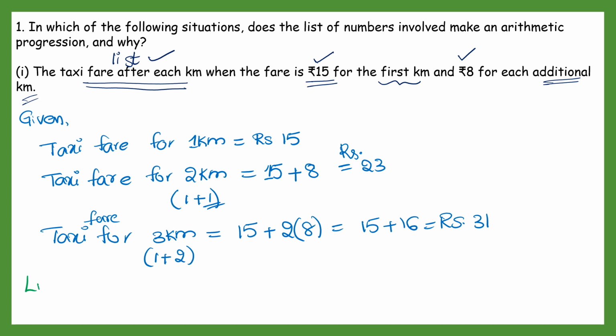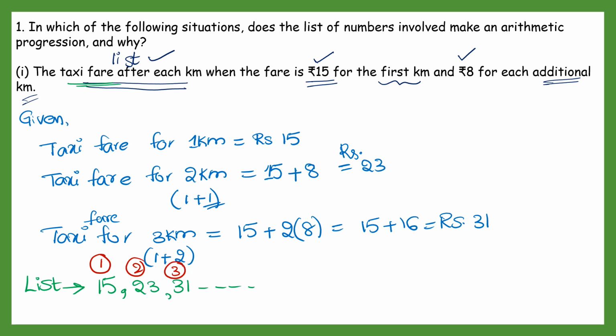What is the list? Let's form the list for taxi fare after each kilometer. So after the first kilometer the taxi fare is 15 rupees. For 2 kilometers it is 23 rupees. For 3 kilometers it is 31 rupees, and so on. Now we should check whether this list is in arithmetic progression or not. This is the first term, 15 rupees. This is the second term. This is the third term.